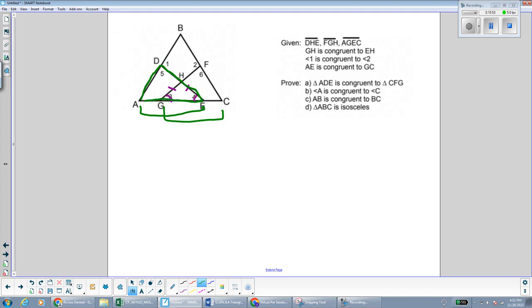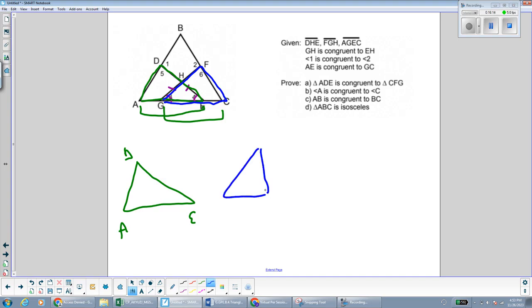I'm going to make one of them green, and I'll make the other one blue. I'm also going to draw them separately somewhere else on my paper, and I'm going to relabel them and remark them. That way we can better see what we're working with in the triangles. That's DAE and FCG. And I'm just going to mark what we have so far.